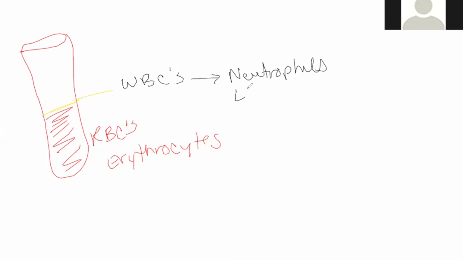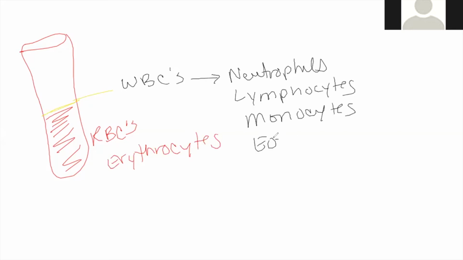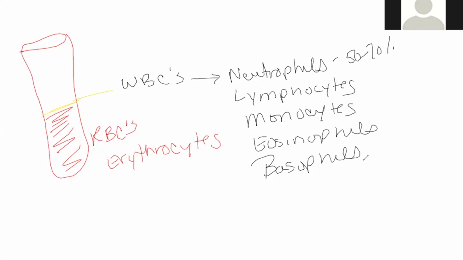All right. So with neutrophils, we have lymphocytes, we have monocytes, we have eosinophils, and we have basophils. All right. So remember, this was 50 to 70%. So this is the largest amount, and then this is less than 1%. So this actually goes in descending order. So we say never let monkeys eat bananas, right? So that would be a way to remember that.